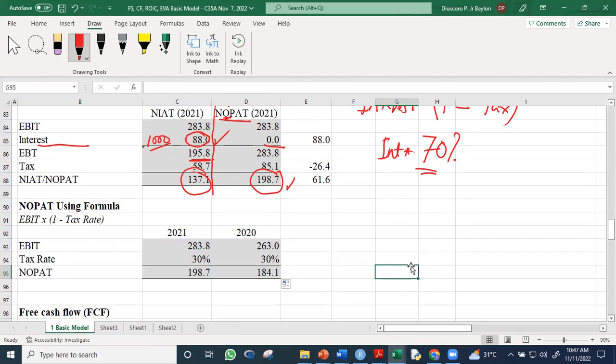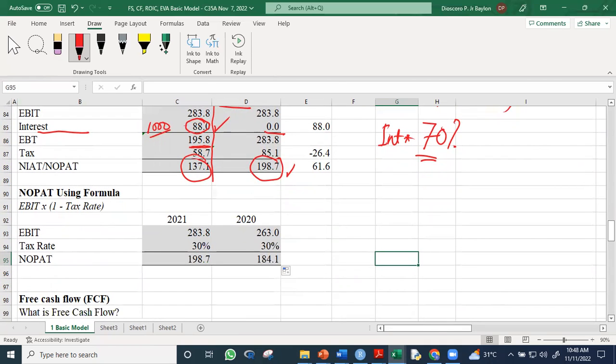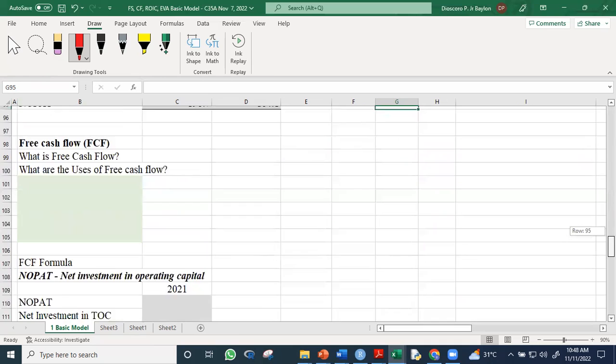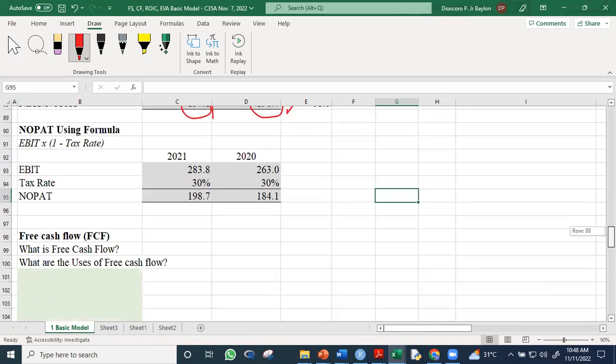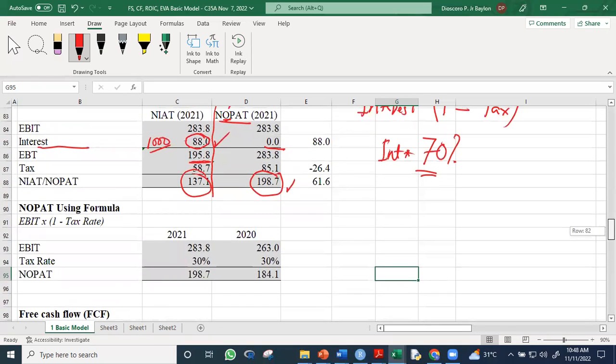So our NOPAT for 2021 was 198. Our NOPAT for 2020 was 184. Okay. So we will stop here because next meeting we're going to do the rest. We're going to do free cash flow and etc. We're going to finish this particular worksheet.